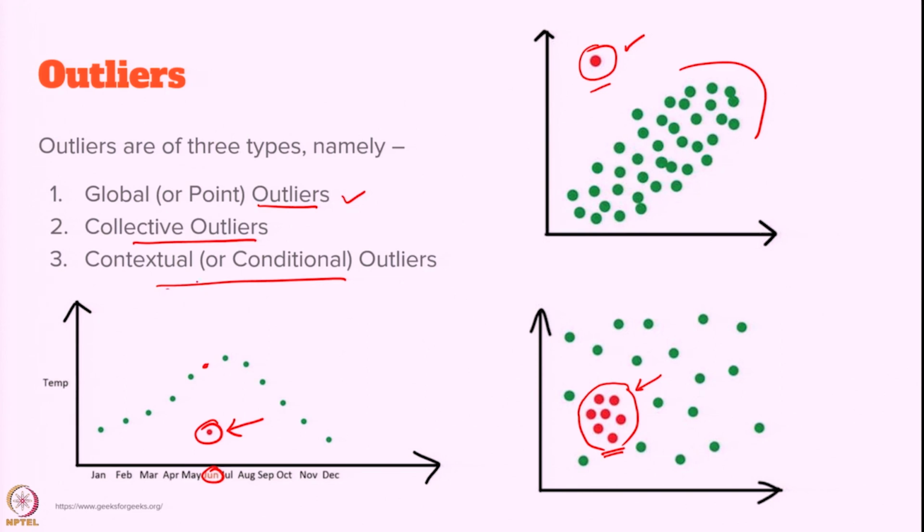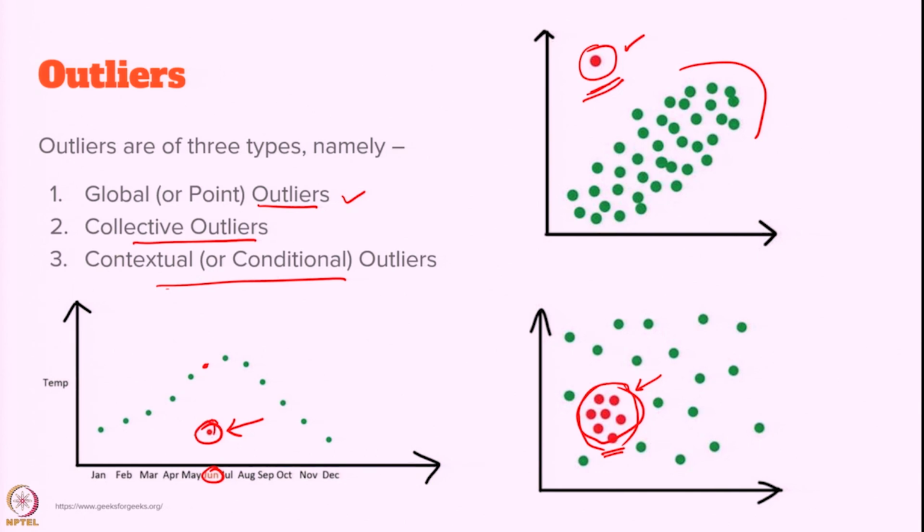So, we learned three types of outliers. One is the global outlier, this is the example of a global outlier. Then the collective outlier, where a group of data points deviates significantly, and the third one is the contextual outlier. Based on the context, we can make out that there is an inconsistency in the data.